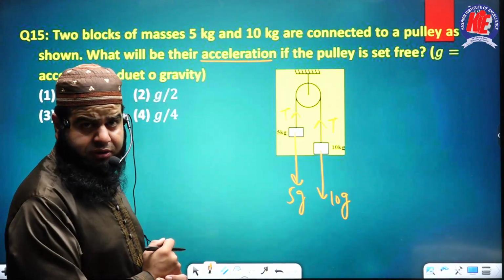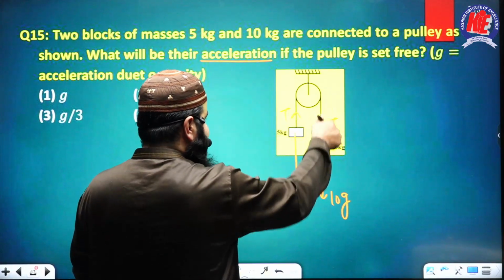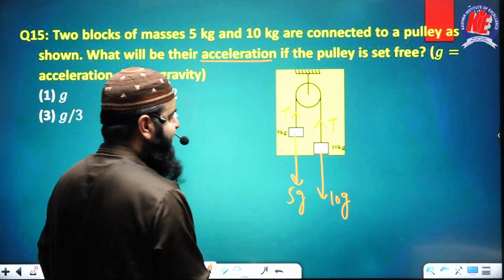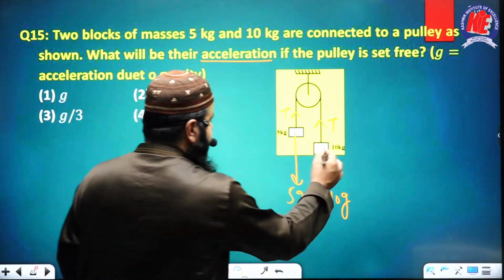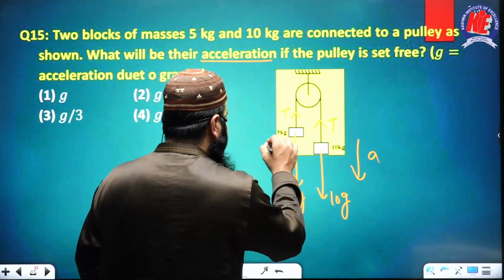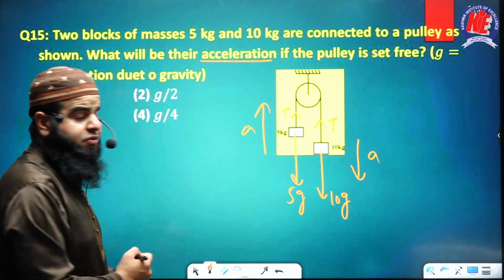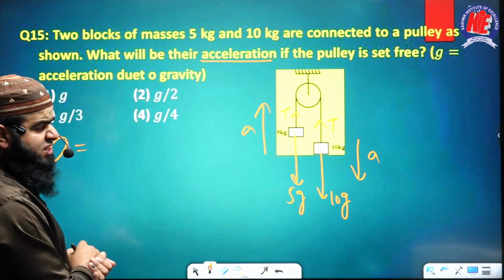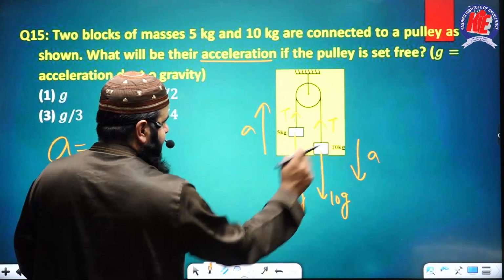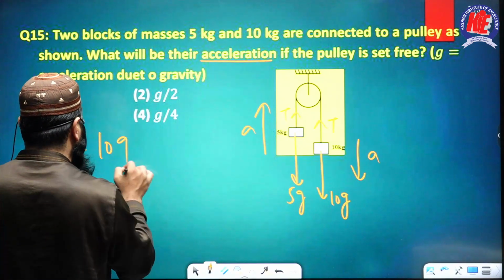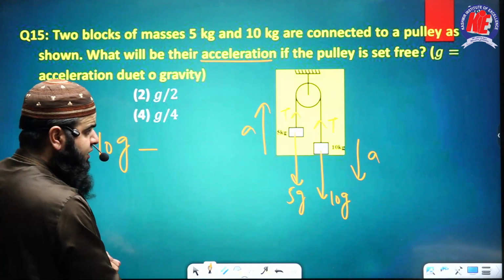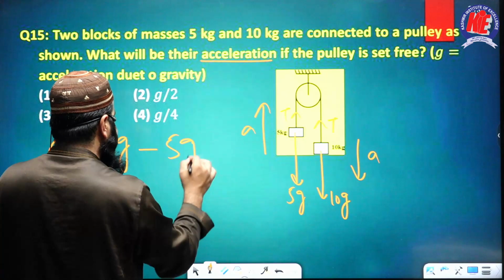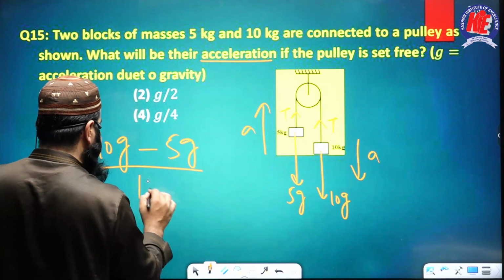But I will take both the blocks along with the string as a single system. Then the forces which will decide the acceleration will be 10g and 5g. Definitely this will go down with acceleration a, and let us suppose this will go up with the same acceleration a. Then I can write down the acceleration will be equal to the force favoring the motion, that is 10g, minus the force opposing the motion. This block is going up, so acceleration is upward, but this force is downward, that is 5g, divided by the total mass, 10 plus 5, that is 15.